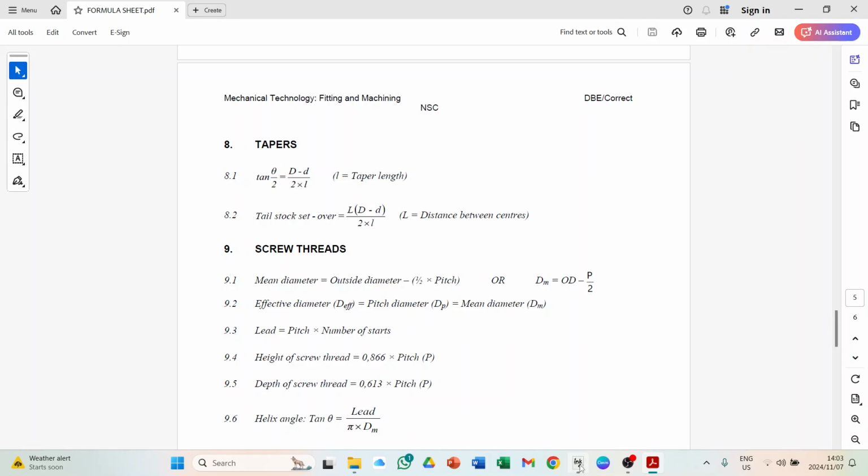You just copy it down. So you'll say question 5.2.1. Tan theta over 2 equals the large diameter minus the small diameter over 2 times the length. Okay, so that's your formula.